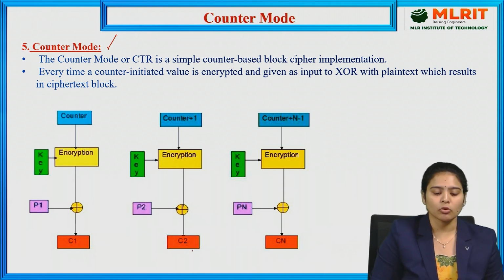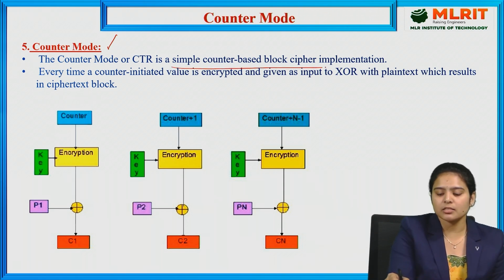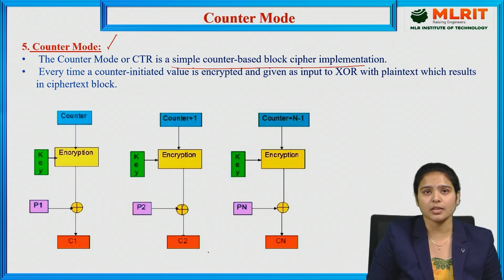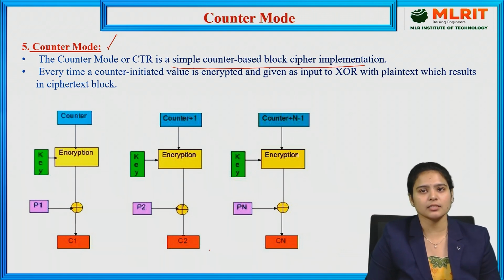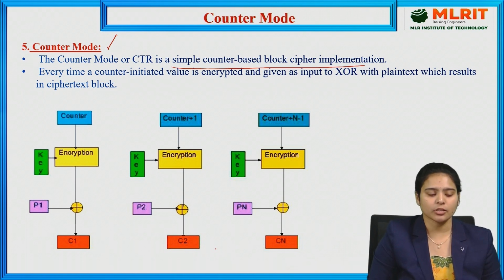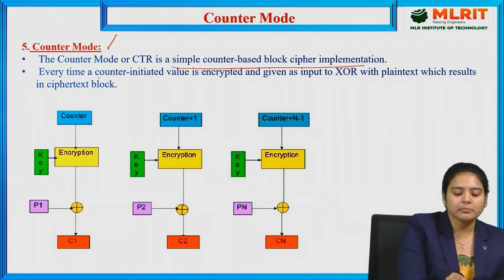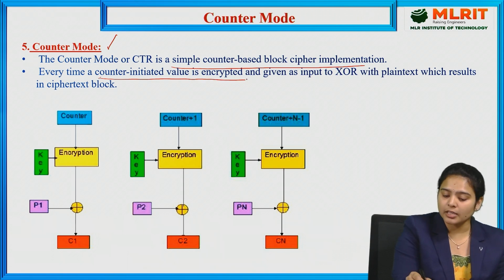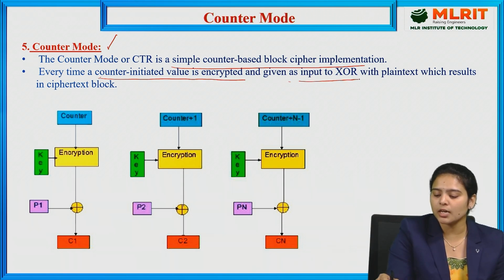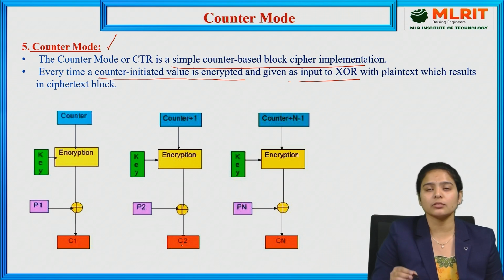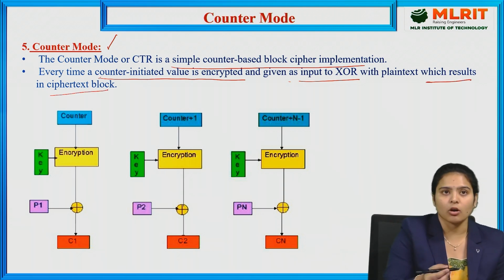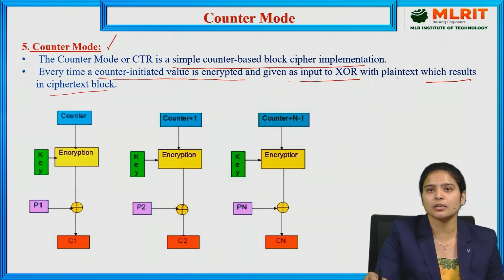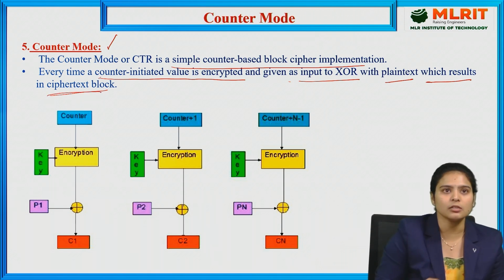In this counter mode, it is a simple counter-based block that contains a block cipher implementation. It is nothing but one type of simple counter-based block, and it contains the implementation of the counter mode. So every time, the counter's initial value is encrypted and given as an input to the XOR operation. While performing the XOR operation, the encrypted counter initial value results in the ciphertext block. So automatically, while we take the plaintext as input, we get the ciphertext as output.